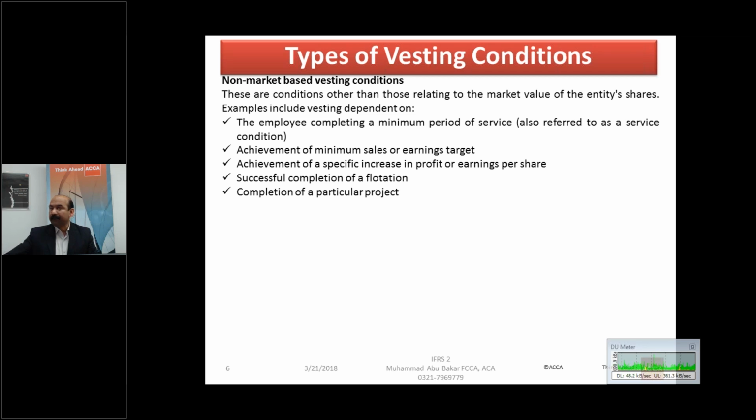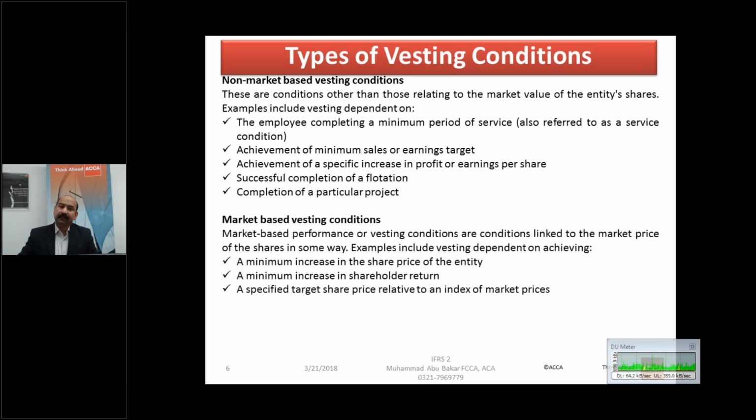Then there are market-based vesting conditions, meaning these depend on the market fundamentals. For example, a minimum increase in the share price of the entity, a minimum increase in the shareholder return, a specified target share price relative to an index of the market prices. So these are the examples of market-based vesting conditions.